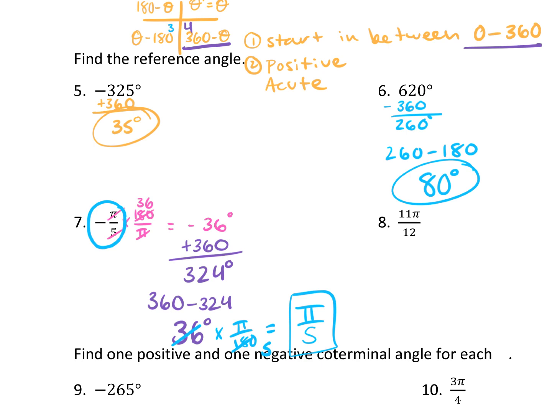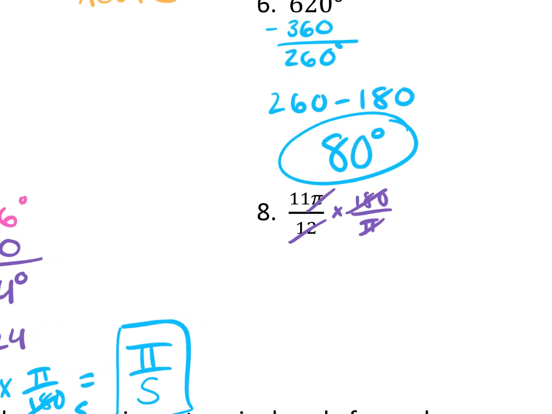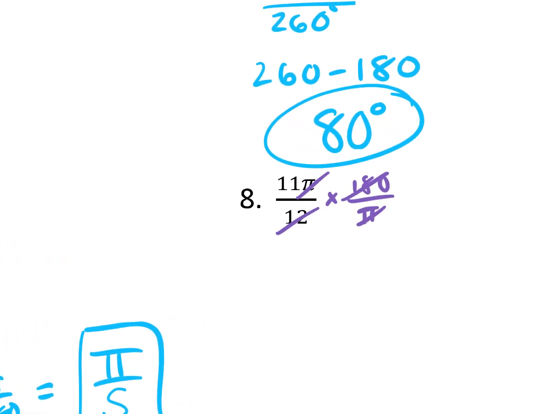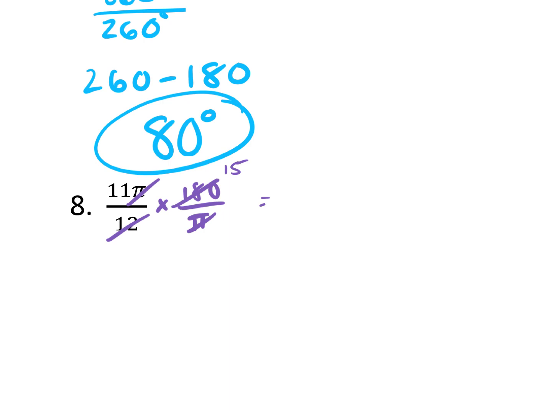Let's do number 8 too. So same steps as the last one, we have to convert it. So we're going to multiply by 180 over pi. Pi's cancel. 12 goes into 180 15 times. Awesome. 11 times 15 would be what? 165. Awesome. If you can't do that in your head, write it down.